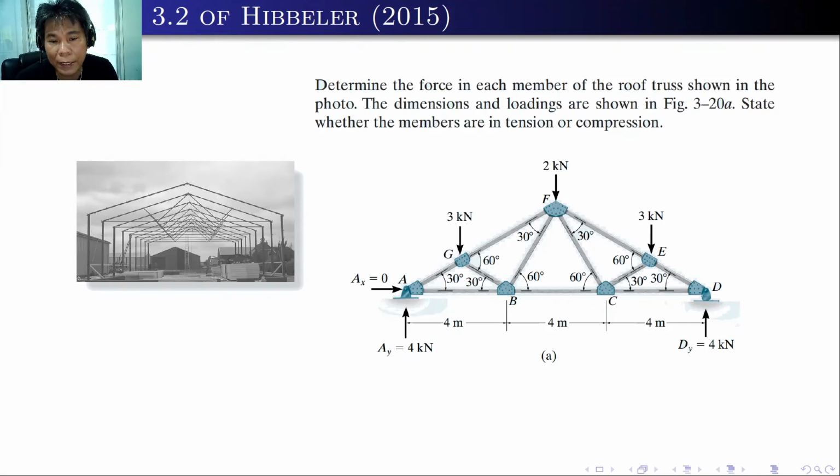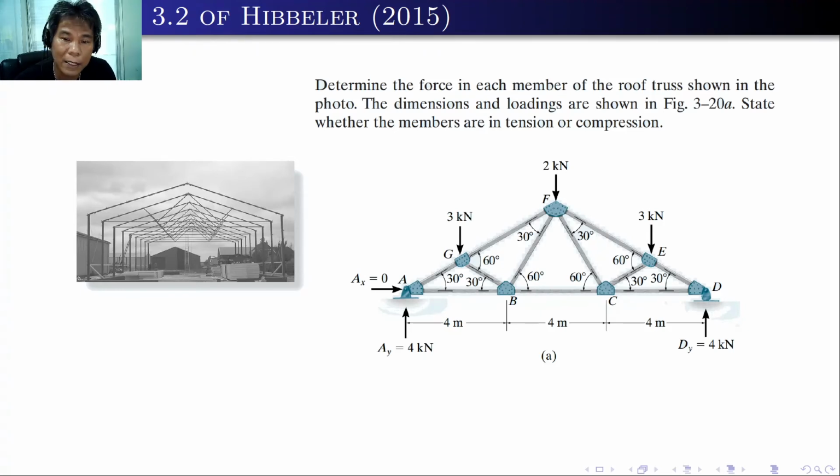So we have here another example taken from Hibbeler. Determine the force in each member of the roof truss shown in the photo. The dimensions and loadings are also shown in the figure. State whether the members are in tension or compression.